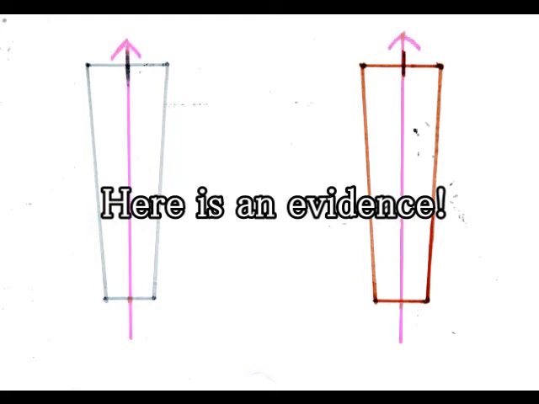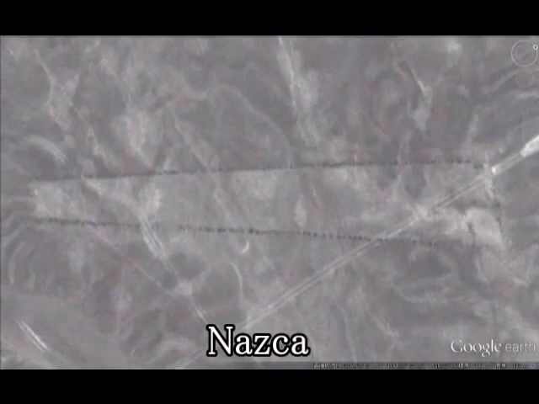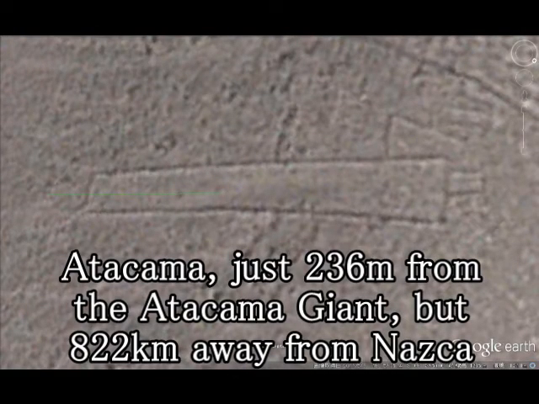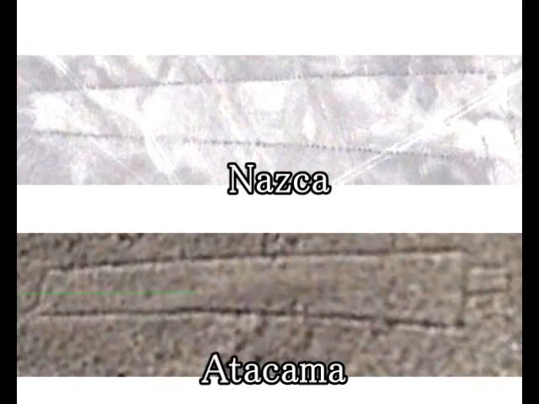I'll show you concrete and physical evidence, right? These are runways, right? These are runways. They say these runways had been drawn by people in Inca, but that is a lie. This is Nazca, and this is Atacama, about 822 kilometers away from Nazca. You can find the same runway in Atacama, Chile. This is a runway in Nazca, and another one is a runway in Atacama, just about 230 meters away from the Atacama Giant. You can find it very easily.